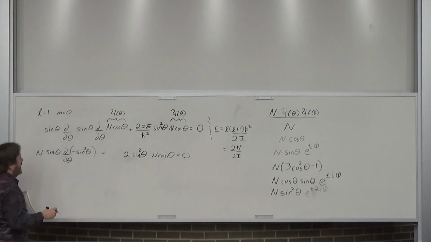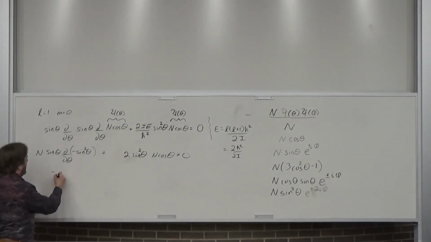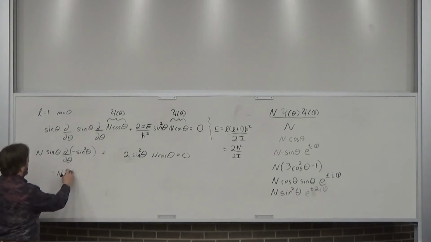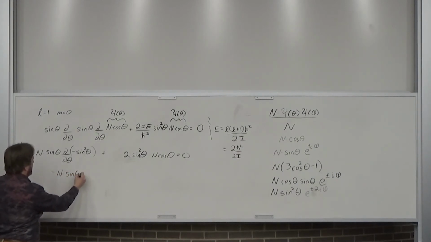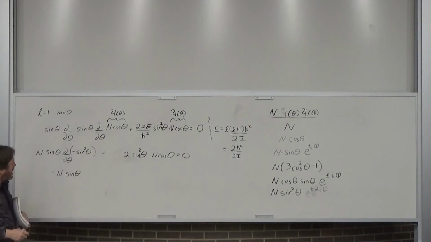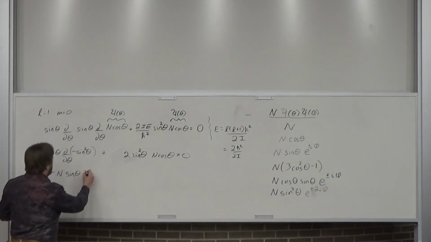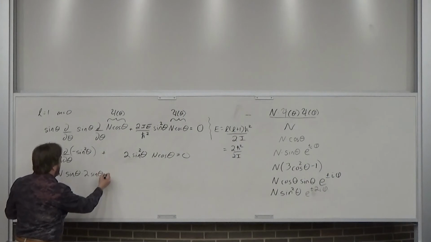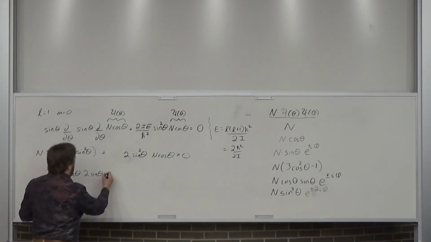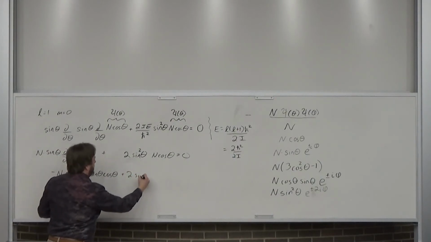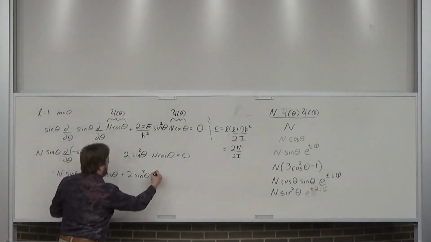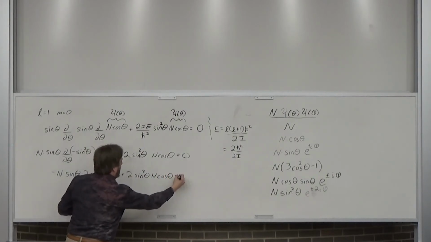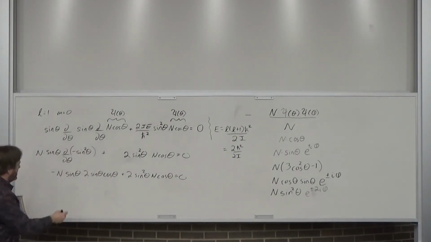Okay, the derivative of sine squared. So I've got minus n. Okay, the derivative minus n sine theta. I just brought the minus sign out. The derivative of sine squared is 2 sine theta times the derivative of the inside function, and the derivative of sine is cosine. Then there's all this jazz. And is it equal to 0? I hope so. Now let's check this out.